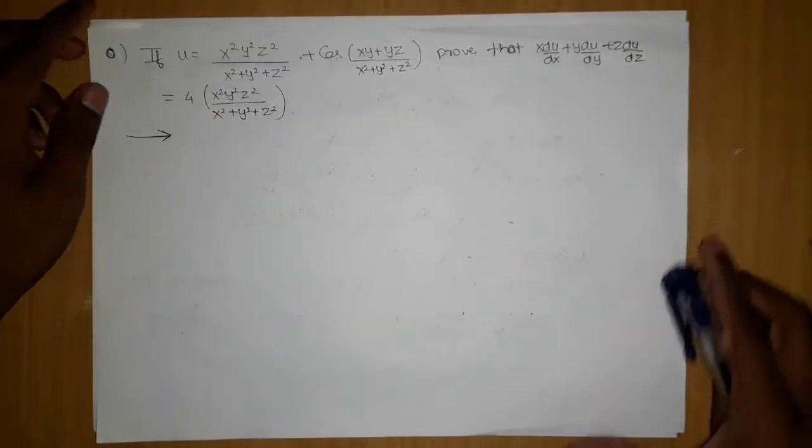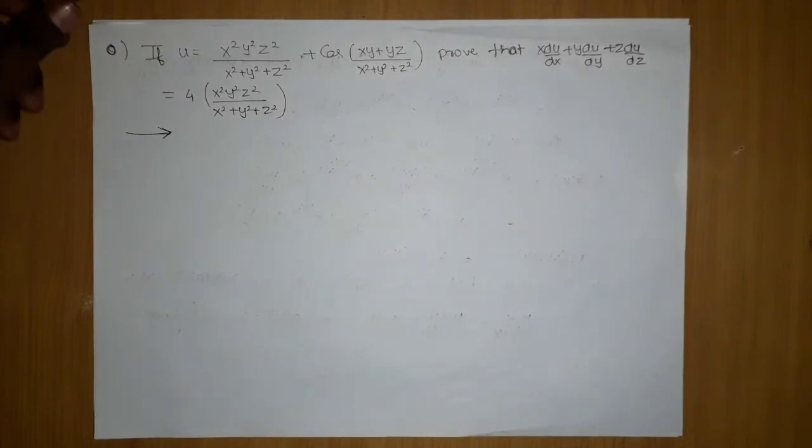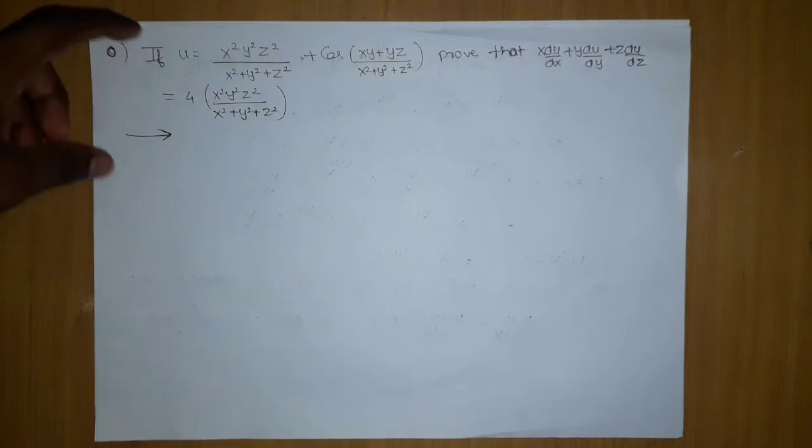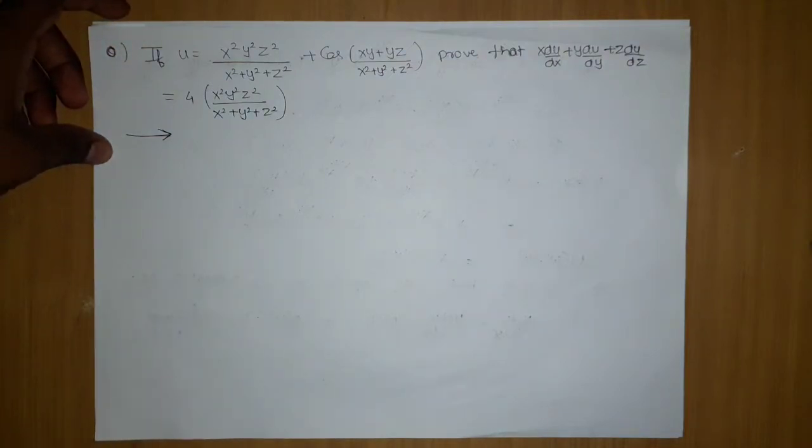The first question which you are going to come across is: if u equals x²y²z² the whole upon x² + y² + z², plus cos(xy + yz) the whole upon x² + y² + z², prove that x ∂u/∂x + y ∂u/∂y + z ∂u/∂z equals 4 times this thing.